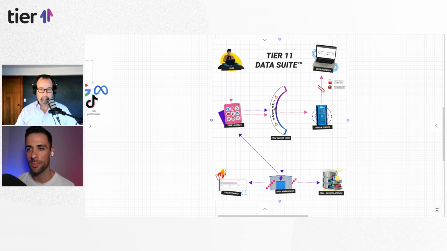Now, what happens here in Tier 11's data suite, this doesn't happen in the other example, this only happens in Tier 11's data suite, is that signal that is on the person leaving is captured. Okay, so it's captured here and it's sent to our data warehouse. I'm going to come back to that in a minute. What then happens is that person continues on to your website that is hosted on the origin server, which is the server hosting their website.